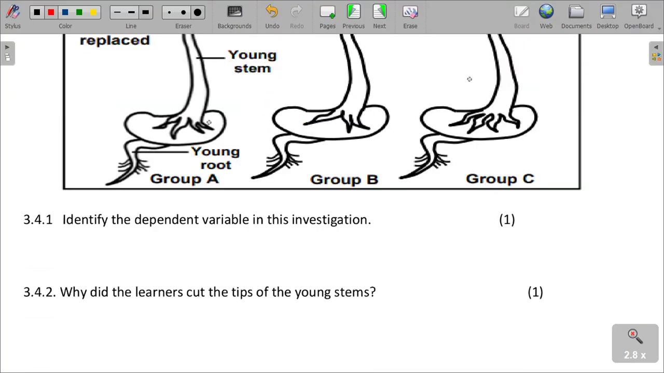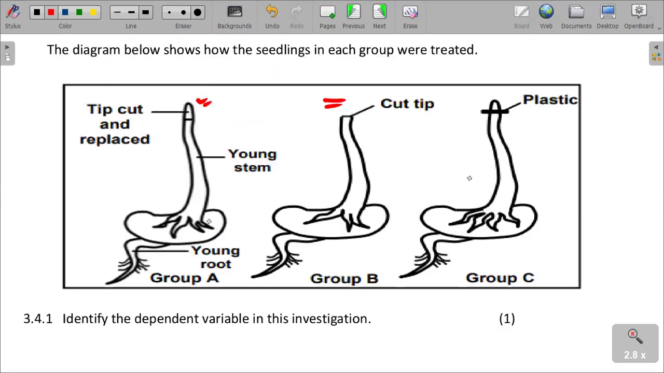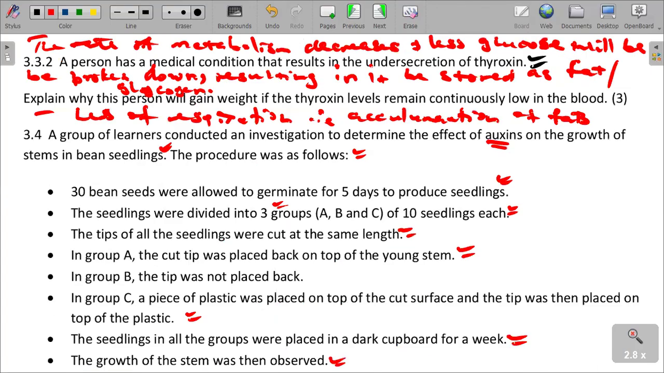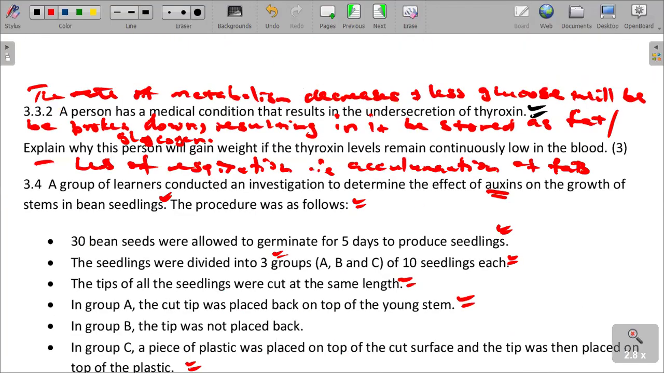And this question is saying identify the dependent variable in this investigation. You always need to understand that an investigation was done to determine the effects of auxins on the growth of stems. So we are looking at auxins and stem growth, the effects of auxins on stem growth.